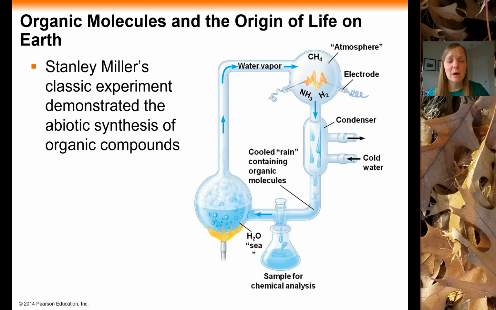What he tried to do was replicate the environment on our planet before life existed to see if he could produce any organic-based molecules without life, and just to get a better idea of how maybe life did start on our planet. So on the right-hand side, you see the contraption that he put together for his experiments to simulate the environment found on our planet before life existed.